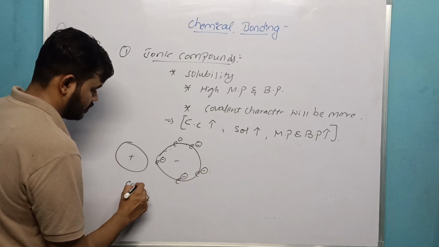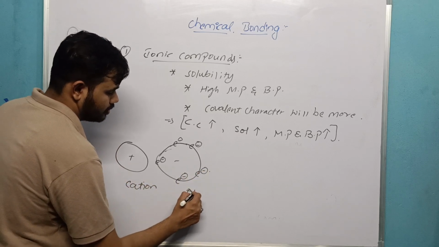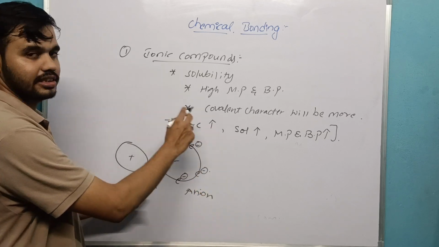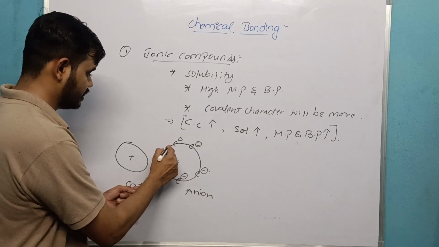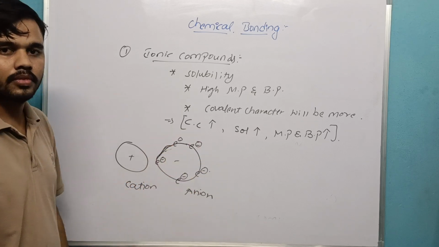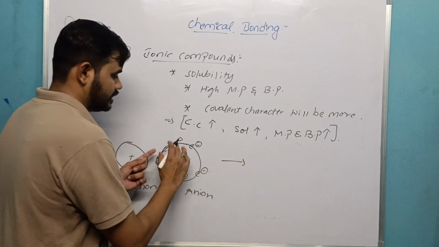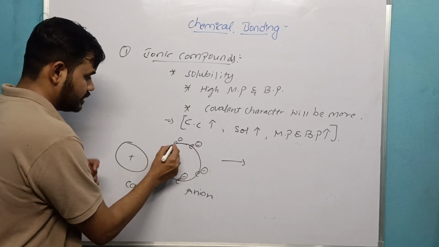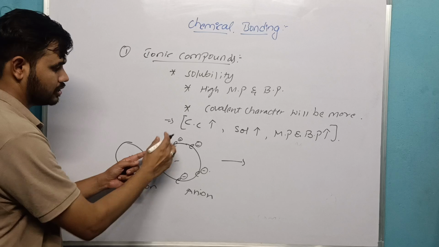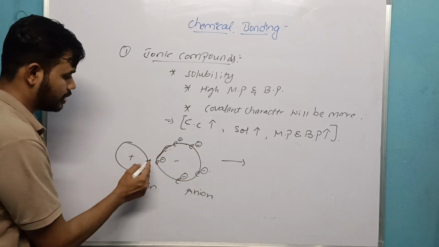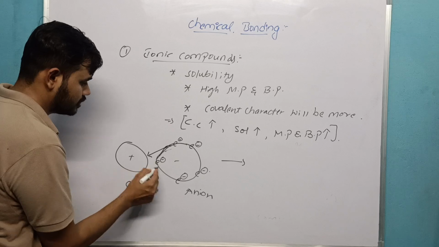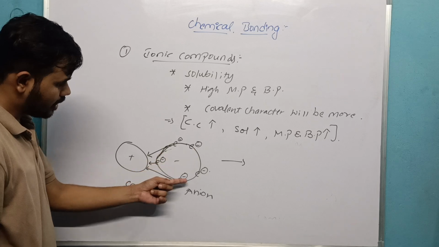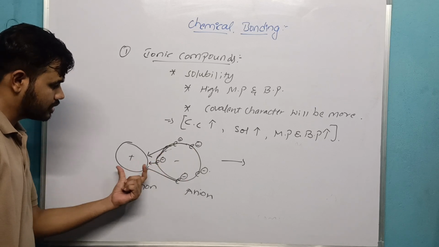This is cation, this is anion. Here the anion is in spherical shape, like a circle. This shape will be deformed now due to the electrons. The electrons on the anion start moving towards the cation in this manner.